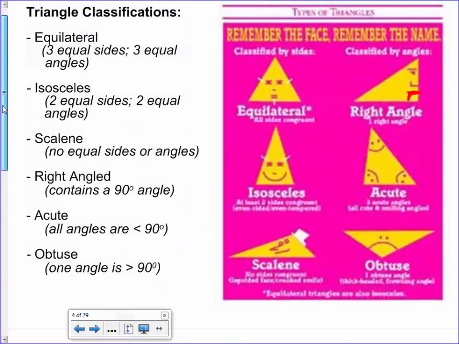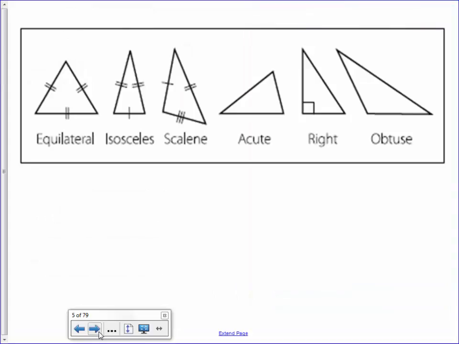Acute angles: all of the angles are smaller than 90. Obtuse means one of the angles is bigger than 90. So for an acute triangle, all of these angles are fairly small. Here the obtuse angle is a fairly large one. But you can only have one angle bigger than 90 degrees, because you can't have more than one of those in a triangle. Is that familiar? Cool, moving on. Here are some more pictures of it.